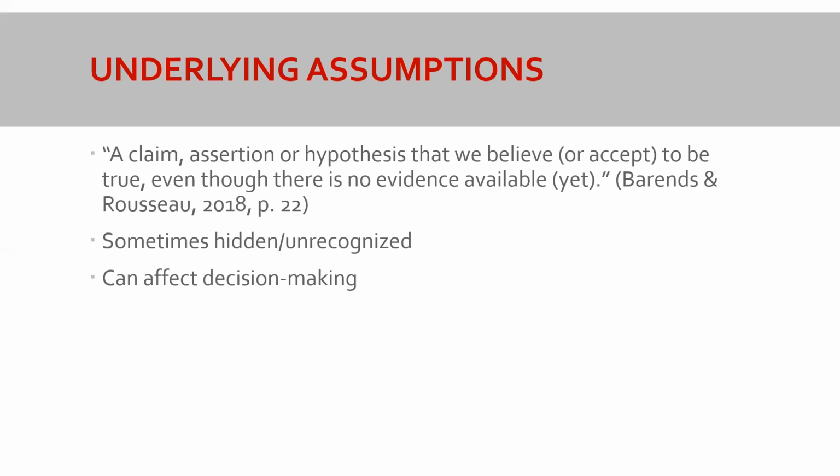So the authors discuss that a claim, assertion, or hypothesis that we believe or accept to be true, even though there is no available evidence yet, is the definition of an assumption. So essentially, it's a belief that we have that we don't have evidence to back up yet. This could be something that we assume to be fact, since we haven't found any contradictory evidence. But it's something that we believe to be true. We assume it to be true, and that makes it kind of an assumption.